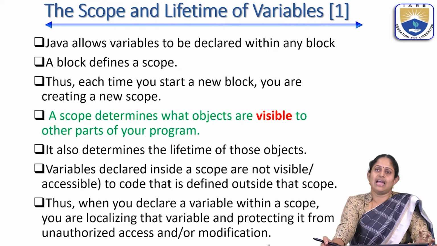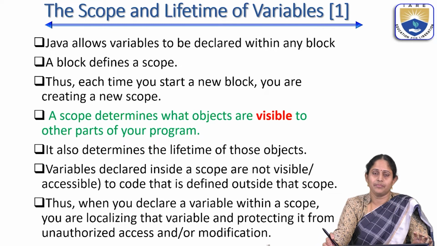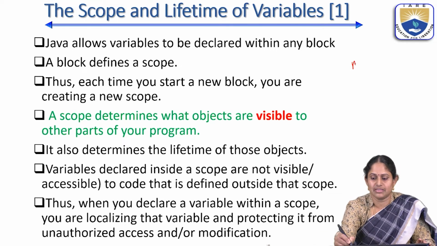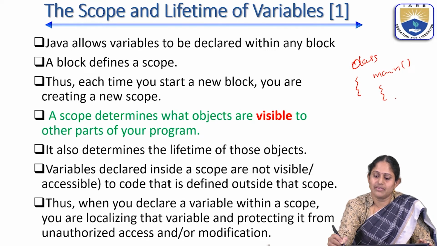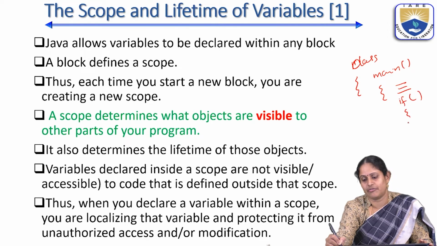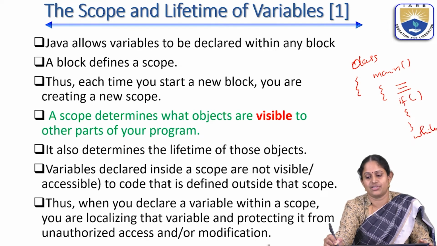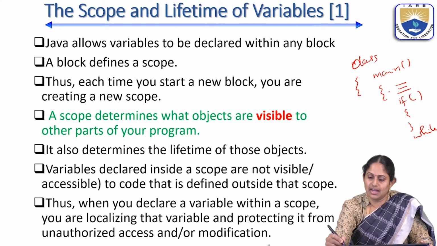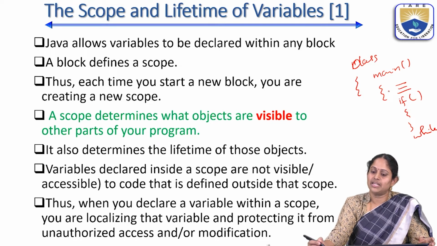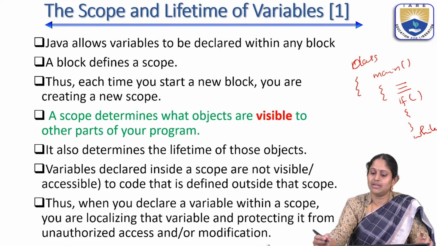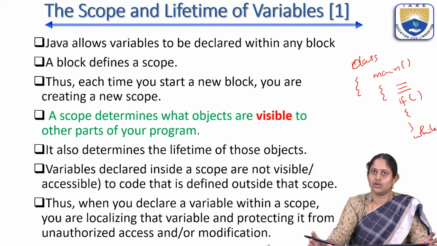We have variables to be declared in any block. You have the Java program declared inside the class. Inside class we have the main. Inside main we may have statements, and you may have if blocks, then while loops, etc. So the visibility of the variable is confined to a particular block.